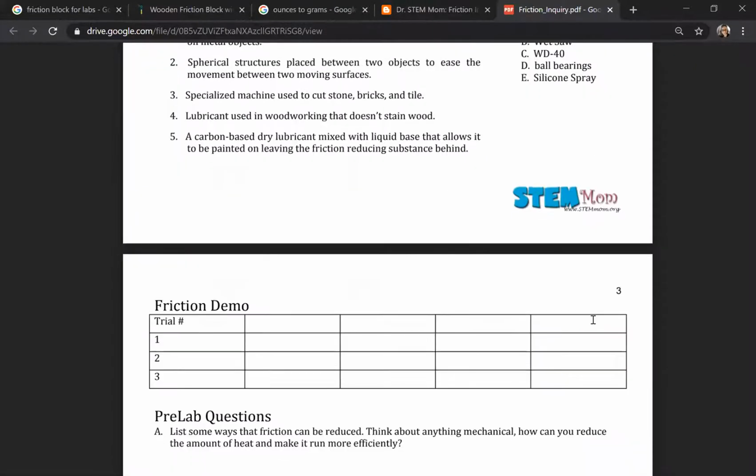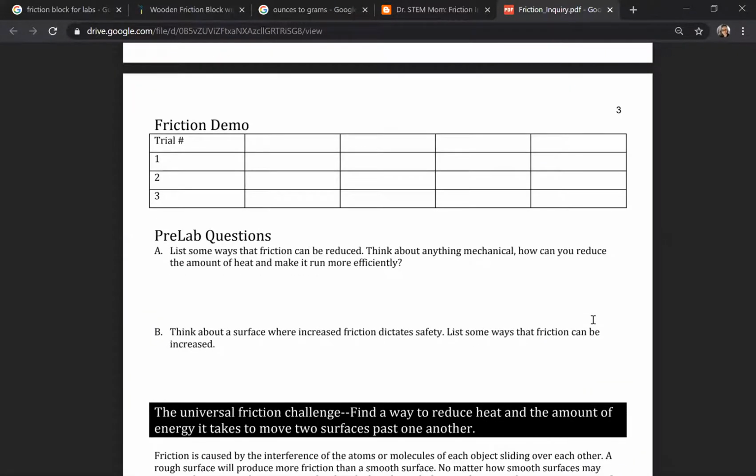So as you go through these sheets, and I'll show you my design in a moment, you will be filling out this data table for our video. As well, after you're done doing that, we're going to go through 3 trials using 4 different types of materials. You can answer these pre-lab questions right on the sheet. So it'll give you some ideas as you start planning your own lab.